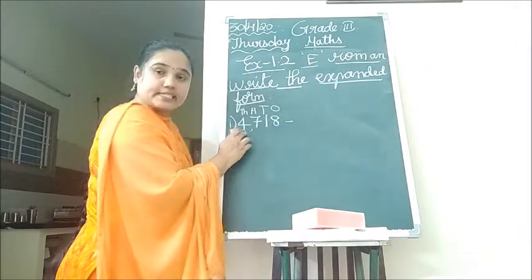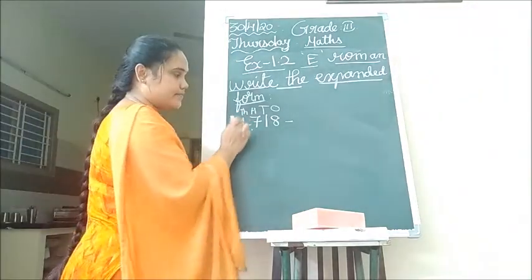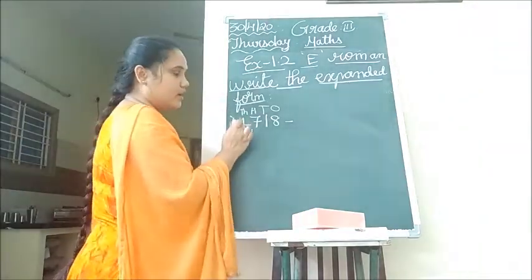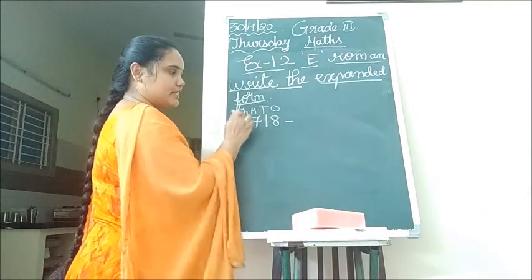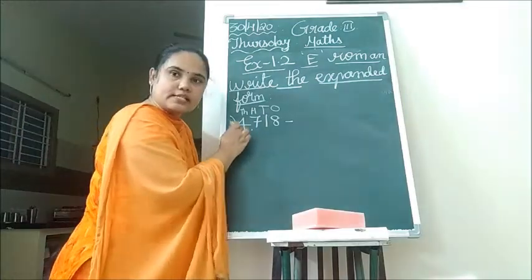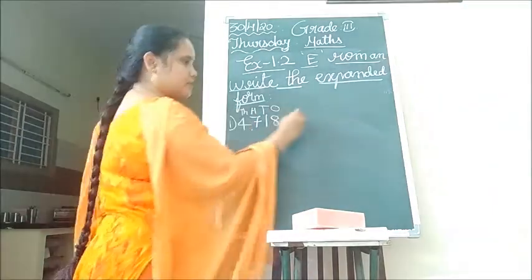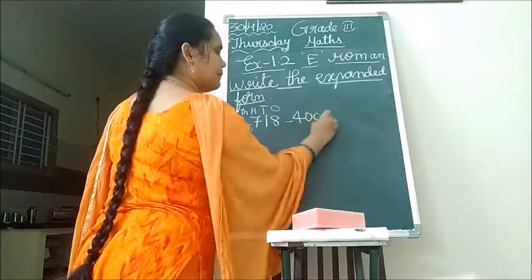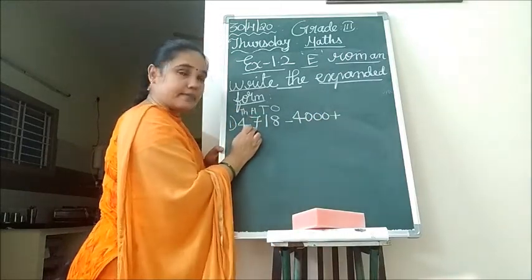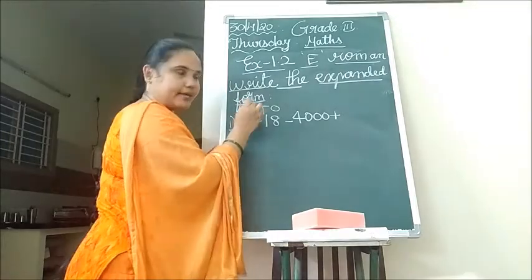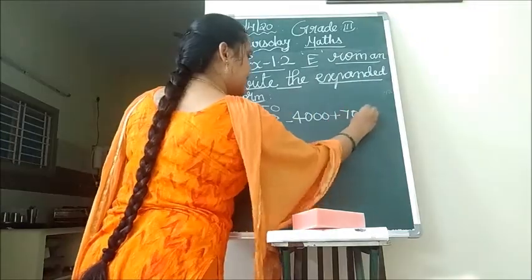See, children, what is this digit? 4. 4 is in which place? Thousands place. So, now tell me, children. The number is 4. 4 is in which place? Thousands place. What is the place value of 4? 4 into 1000? 4000 plus. What is the next place? Hundreds place. What is this number? 7. 7 into 100. How much? 700 plus.